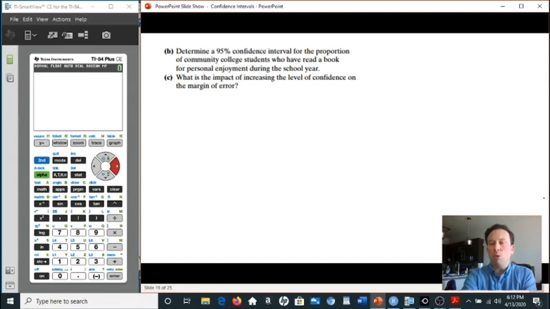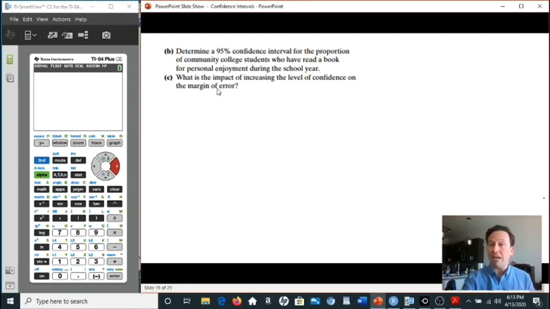Now for part B, we're going to do the same thing again, but this time we're going to change the level of confidence to 95%. The objective here is to figure out what difference it makes if I use 90% or 95% confidence. And this is going to go back to the point where I told you that bigger is not always better, because we're going to be looking at question C now.